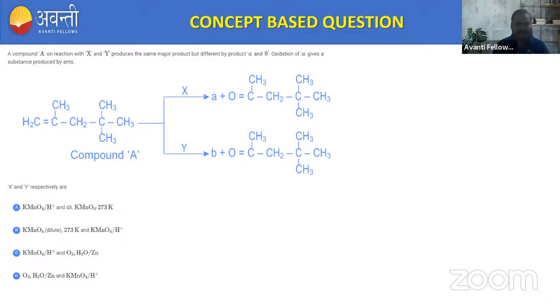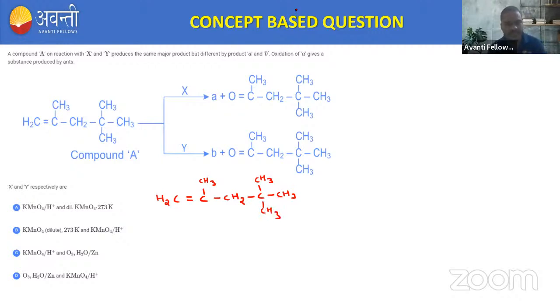Okay, let's see its solution quickly. So we have, let me draw the structure. We have H2C double bond C, CH3, CH2, C, CH3, CH3.